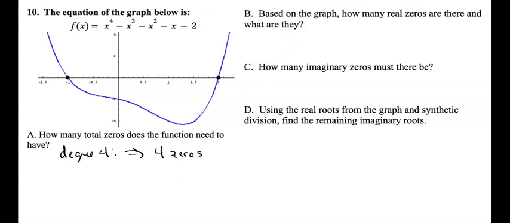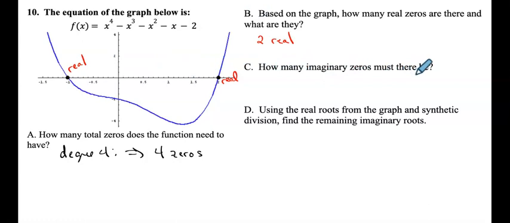How many real zeros are there? Well, anything on the x-axis that you see here is a real zero. So there's 2 real. And how many imaginary zeros are there? So from what we see here, there's 2 real zeros.